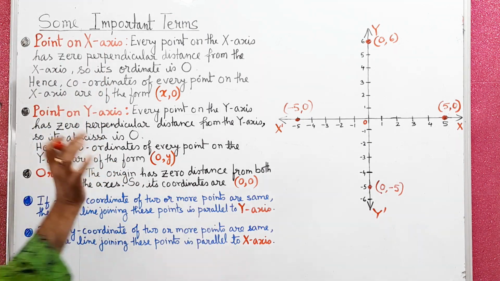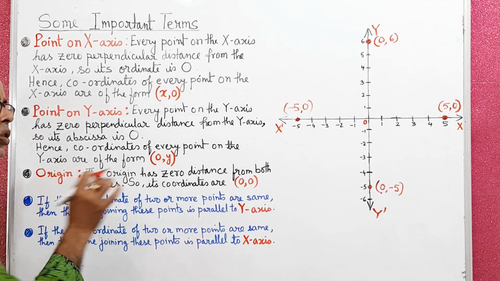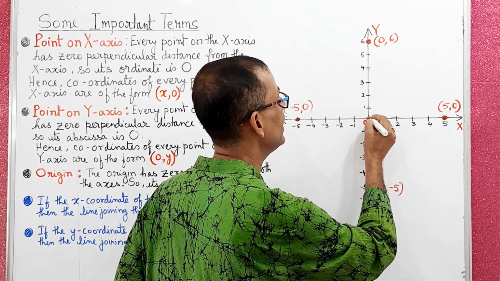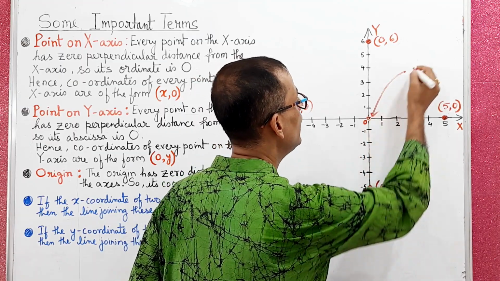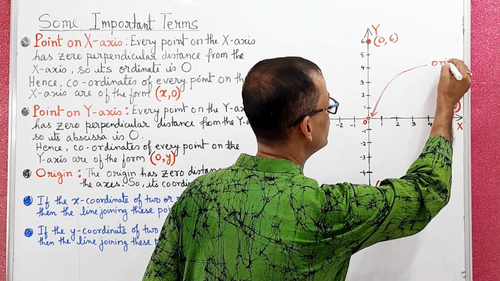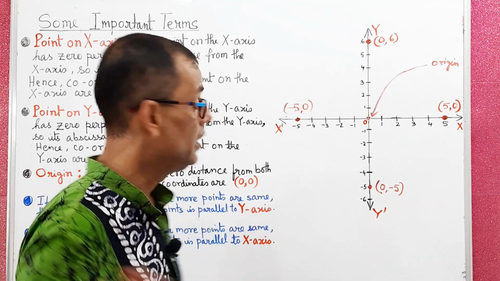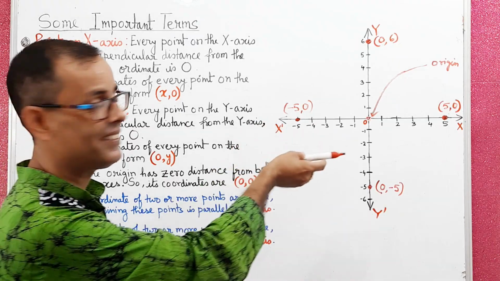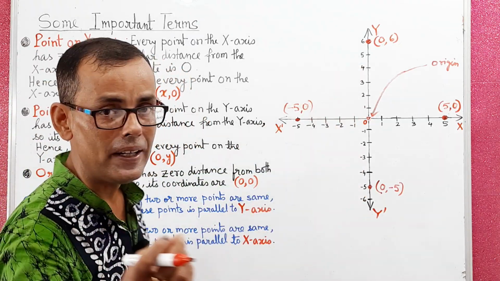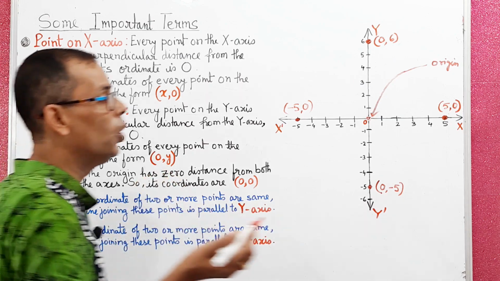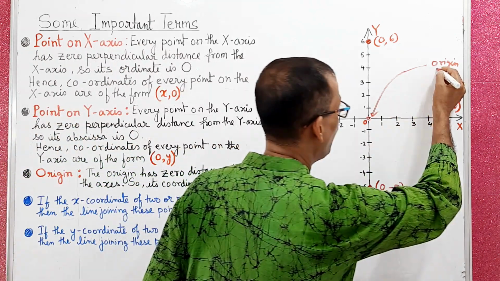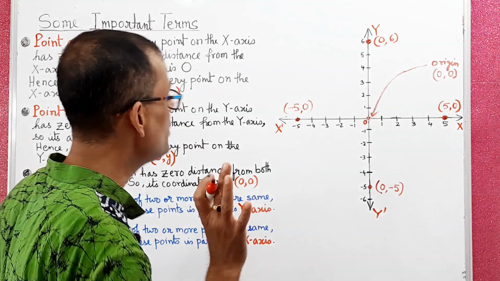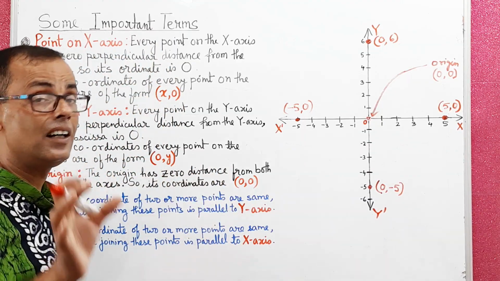Then the most important thing, the third one, origin. What is the origin? Already in the first chapter I told you that the point where the x and y axes meet each other is the origin. So this is the origin. Now see, the origin has zero distance from both the axes. From the x-axis also and from the y-axis also, the perpendicular distance is 0. So the coordinates of the origin will always be 0, 0. This point O has coordinates 0, 0. So this is the third concept.